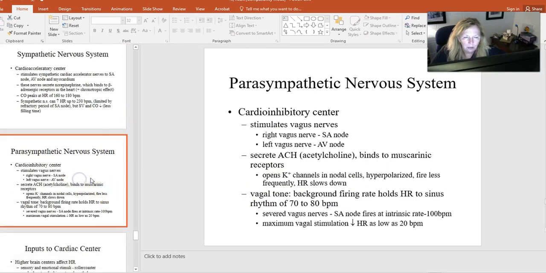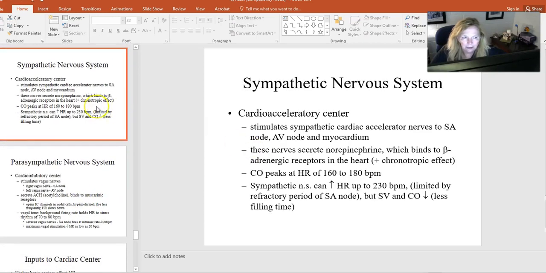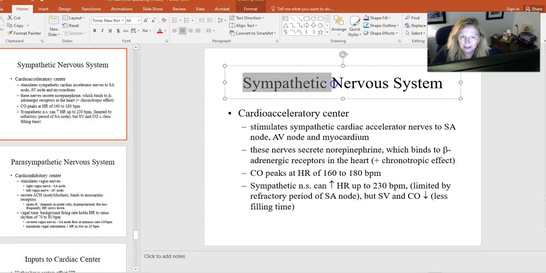Just the idea that when we think about the nervous system having an effect, the sympathetic nervous system is our fight or flight. So you all know from the endocrine system, when we talked about the sympathetic system, epinephrine and norepinephrine are going to increase all of your vital signs. They're going to increase the heart rate and the contraction strength. So they have positive chronotropic and positive inotropic effects. So the sympathetic nervous system has that.